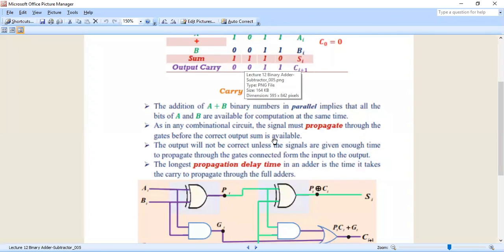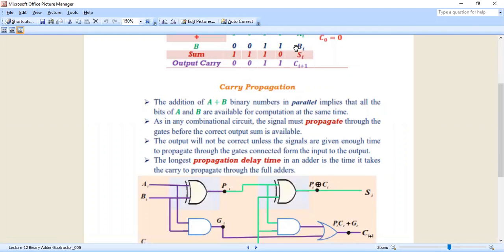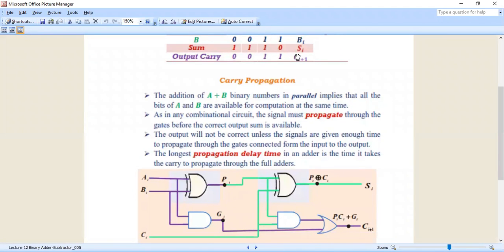Why are we saying Ci plus 1 here? Because that is the additional carry. We consider C4, that is Ci plus 1. So we will not consider the C0 value. So here what is the carry doing? It gets propagated. The carry will be propagated from one adder to another adder, that is, from one full adder to another full adder.